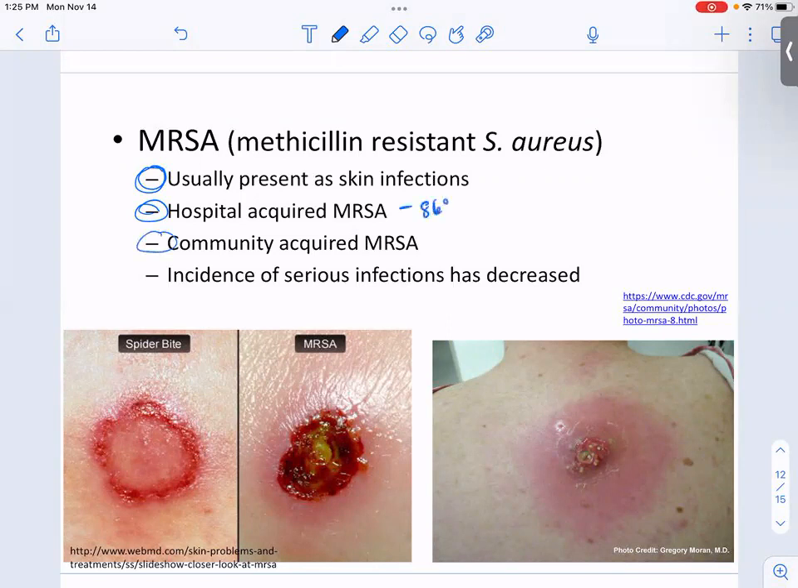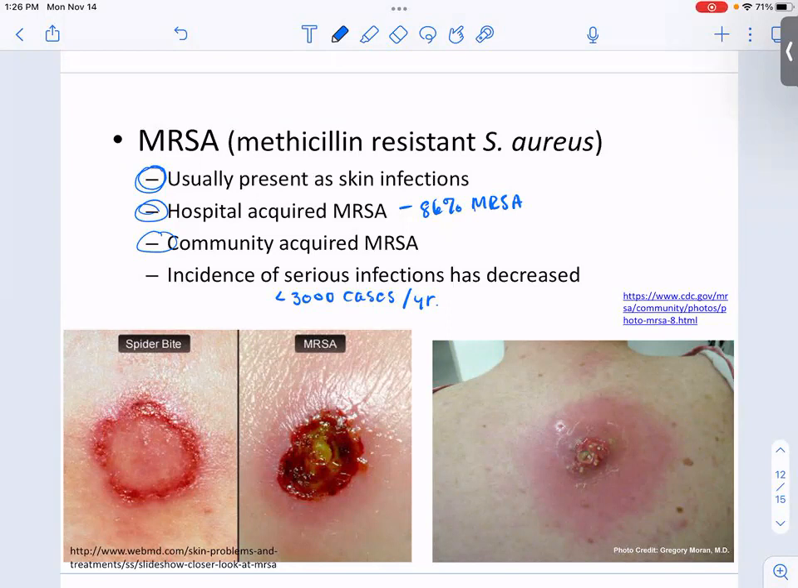So a hospital acquired MRSA is usually going to be a little bit more serious than a community acquired one. Your book says that 86% of MRSA cases are hospital acquired. So less often are you acquiring them at your health club or in a locker room or whatever. Luckily, the incidence of these infections is decreasing, less than 3,000 cases in the US per year. For some, we don't really understand why they're decreasing.